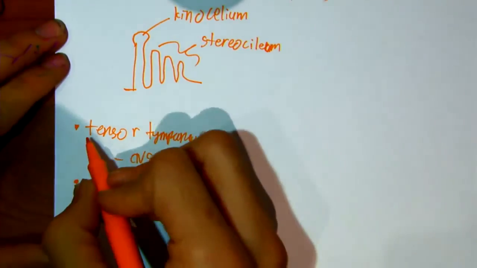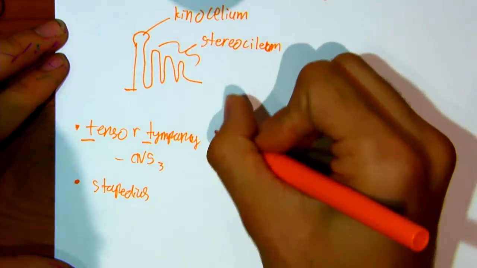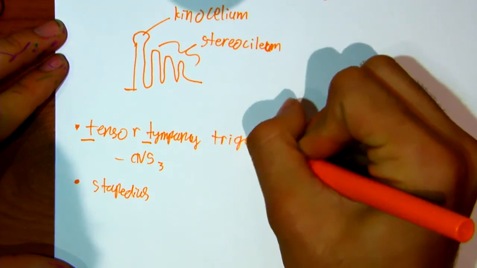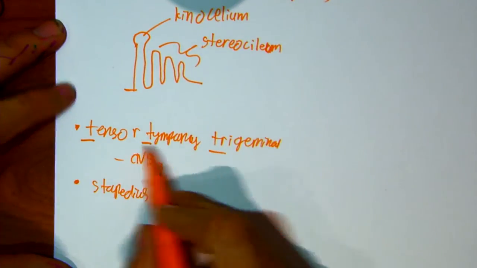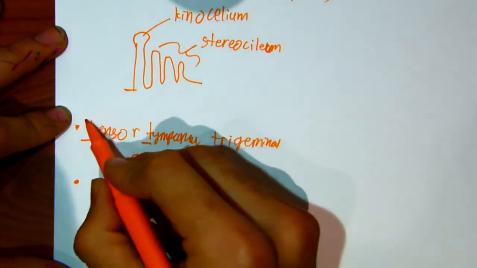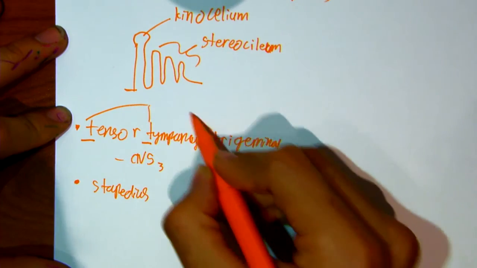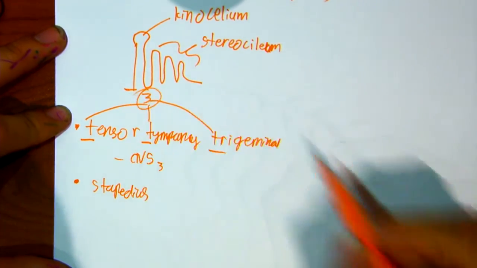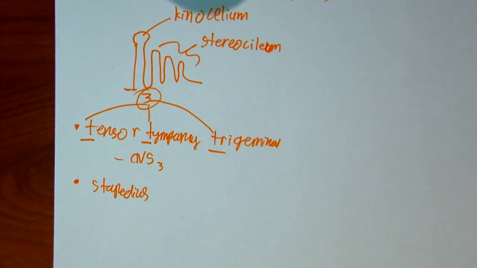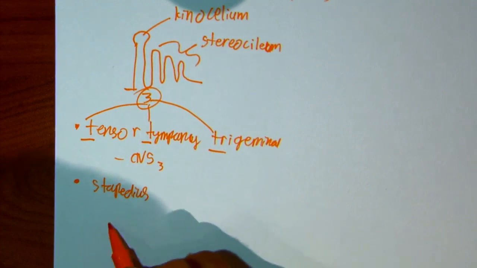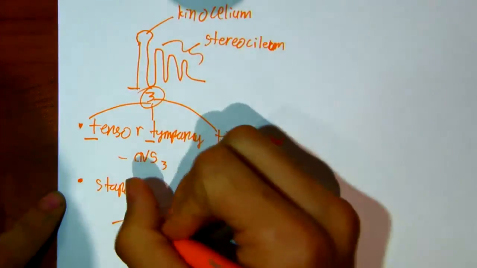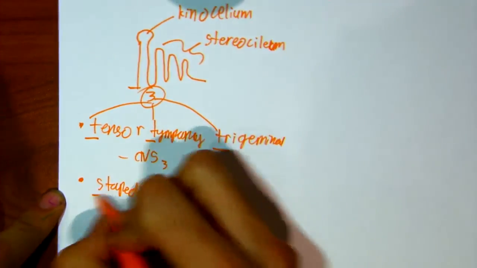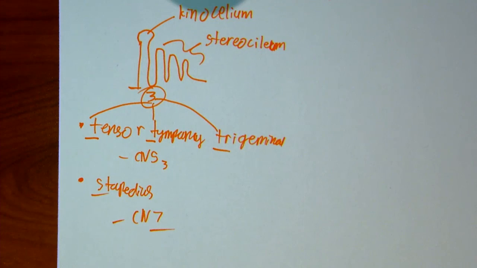The way I always remember this, T, and you add in trigeminal, T. So these T's will help you figure out trigeminal. You have 3 T's total. So branch 3 of the trigeminal nerve. All right, so what about the stapedius muscle? Awesome, cranial nerve 7. S7, stapedius.